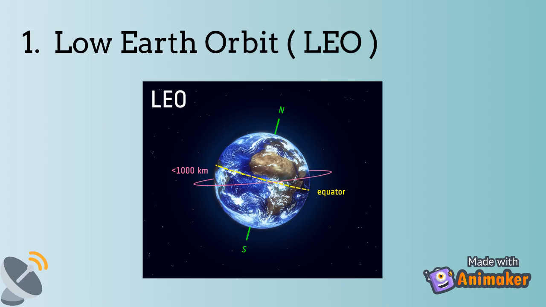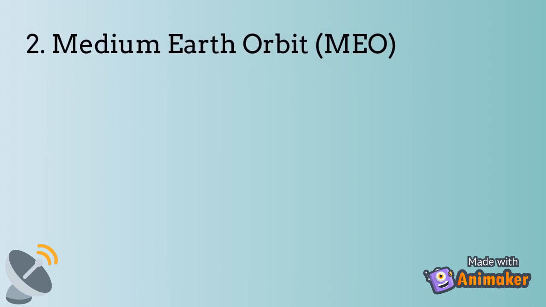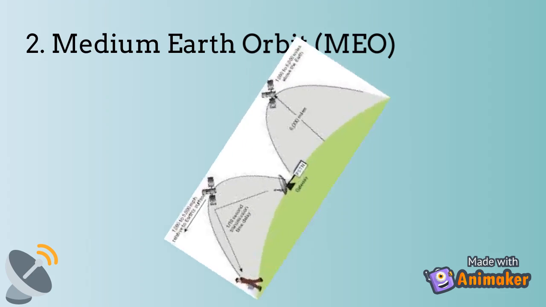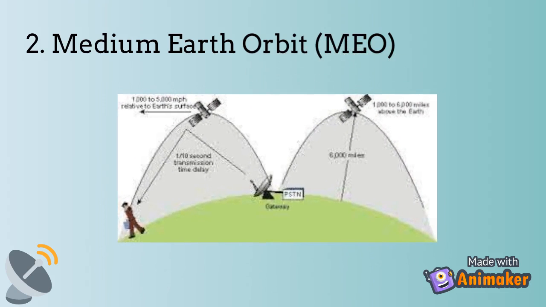Examples of low Earth orbit. Earth resource management. Landsat. Spot. Radarsat. Paging. Orbcom. 2. Medium Earth orbit, MEO. Also known as Intermediate Circular Orbit, ICO. MEO satellite is in orbit somewhere between 8,000 kilometers and 18,000 kilometers above the Earth's surface.